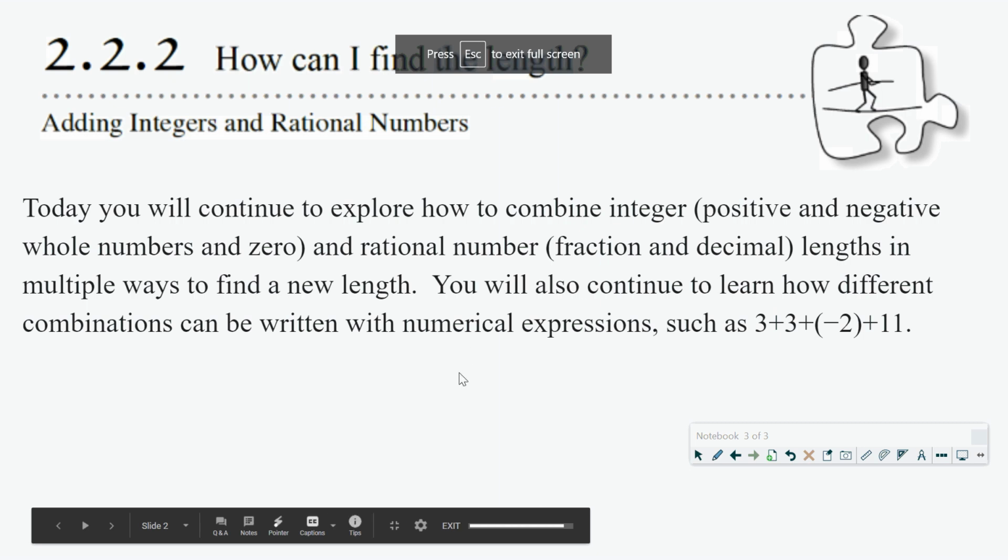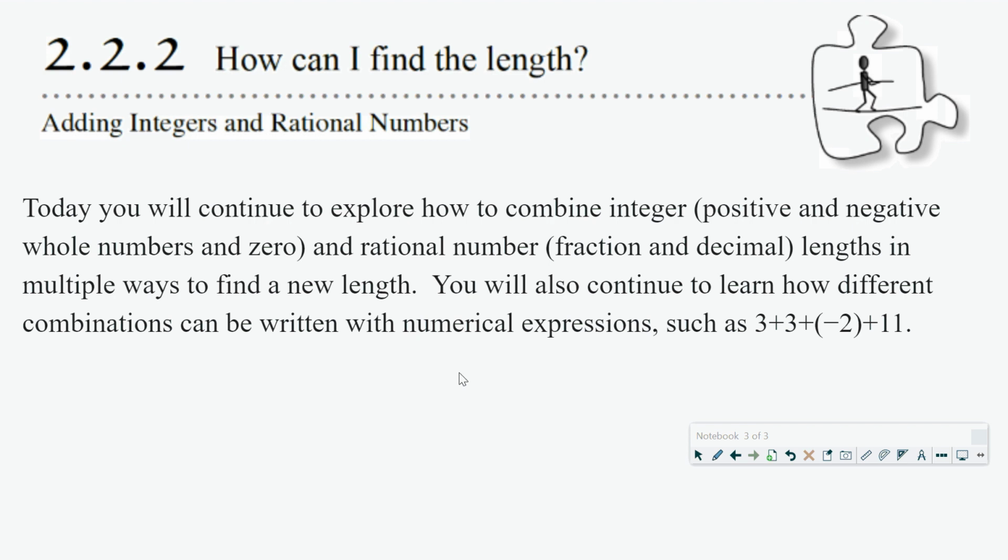It says today you'll continue to explore how to combine integers, positive and negative whole numbers and zero, and rational numbers, fractions and decimals, lengths in multiple ways to find a new length. You'll also continue to learn how different combinations can be written with numerical expressions, such as 3 plus 3 plus negative 2 plus 11. So this is a continuation of what you did with Cecil. Remember, guys, 3 plus 3 is 6, plus negative 2 is 4, plus 11 is going to equal 15.